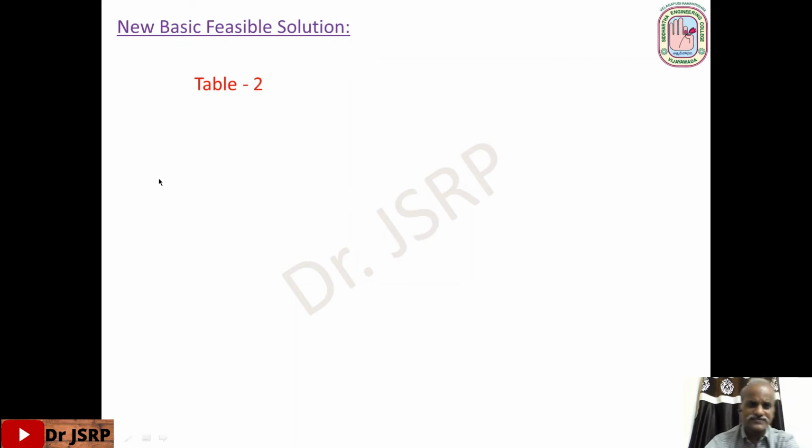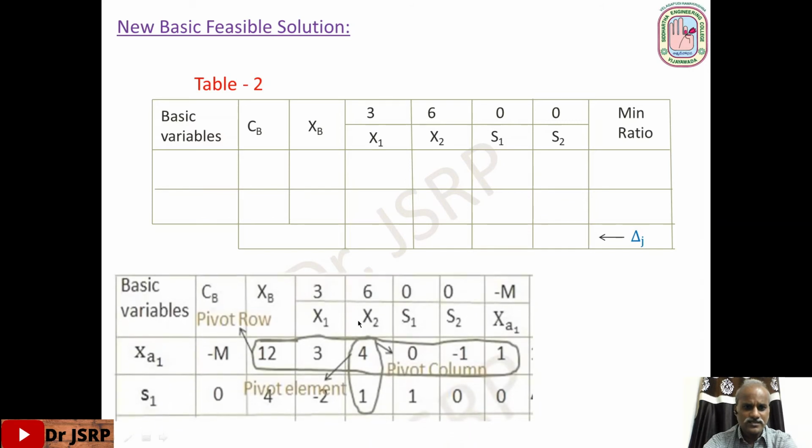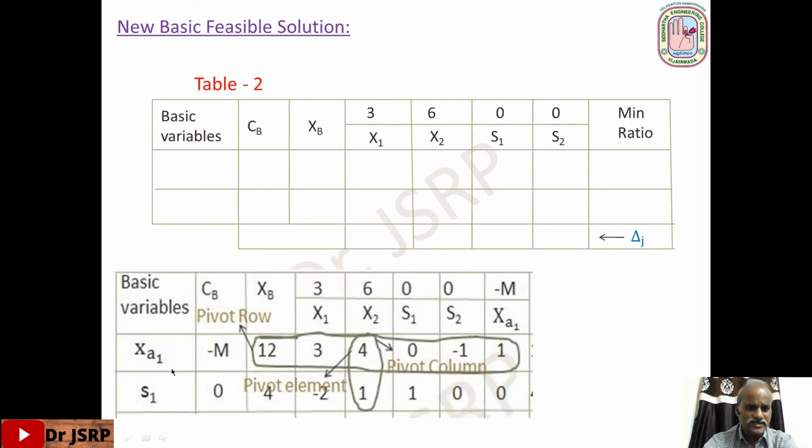Okay. Next, new basic feasible solution, table 2. Take the structure of the table. Consider the first table. So here xa1 is replaced by x2, since xa1 is leaving basic variable and x2 is entering basic variable. S1 remains same. Right. So here the leaving basic variable is xa1, which is artificial variable. So we cannot consider in the next table the artificial variable x7. So we can eliminate the artificial variable x7 in the next table.